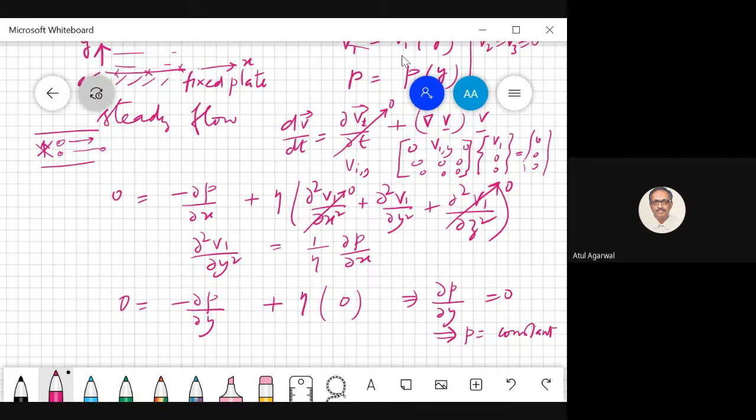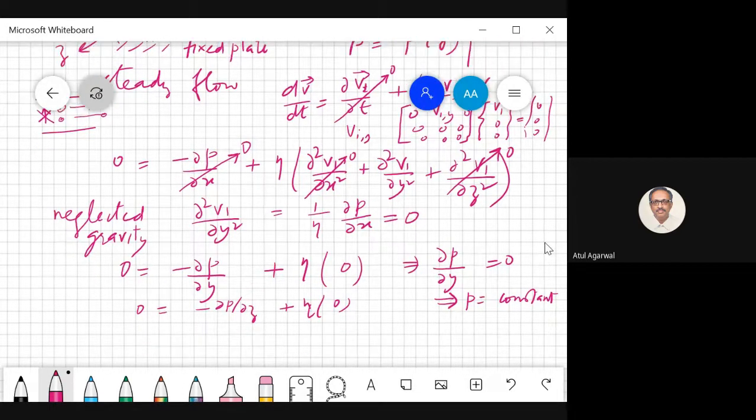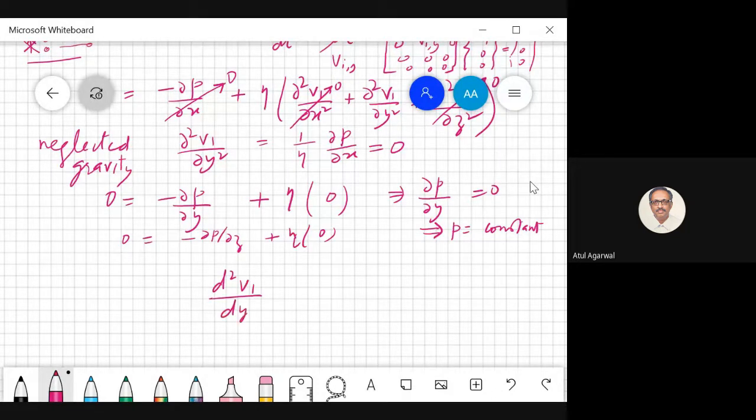Already you knew that p is only a function of y. Del p by del x is already zero. So this is also zero. Any problem with this? Similarly, the third equation will also give you nothing. So p is not a function of z also. P was only expected to be a function of y. So we have neglected gravitational force. Otherwise, you will get some variation with y. So now what is your equation? D square v1 by dy square is equal to 0. So this is the differential equation you have now to solve.